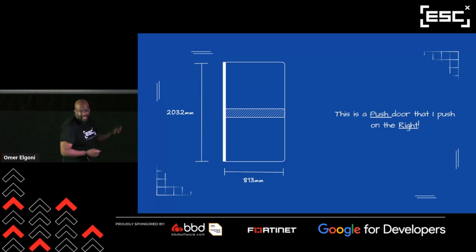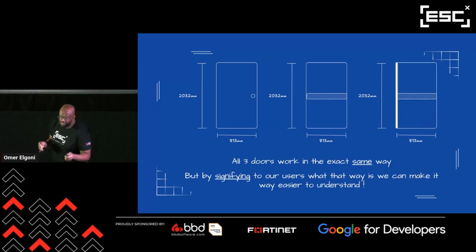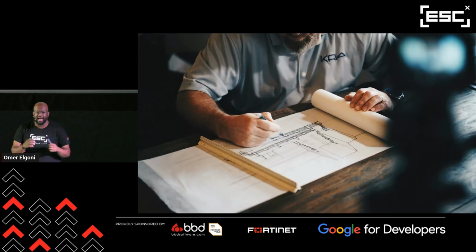There's one final way to disambiguate this. We'll put a little strip of paint, nothing else. And now you look at this door and you're like, oh, this is a door that I push on the right. But in theory, all three of these designs work in the exact same way. They all do the same thing. Same way all the code I showed you earlier centers a div. But some of them are better than others. By signifying to the user what way the door works, we can make it so much easier for them to understand. Anyway, this is a great exercise and would be fantastic if we were all designers or architects.